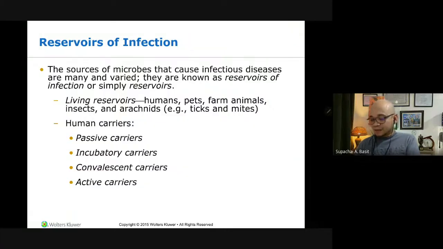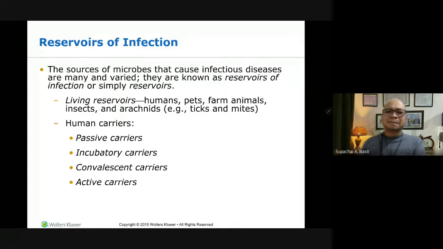Let me go back. Passive carriers, when you say passive carriers, they actually pass the infection unconsciously, unknowingly, because at some point they are said to be asymptomatic.